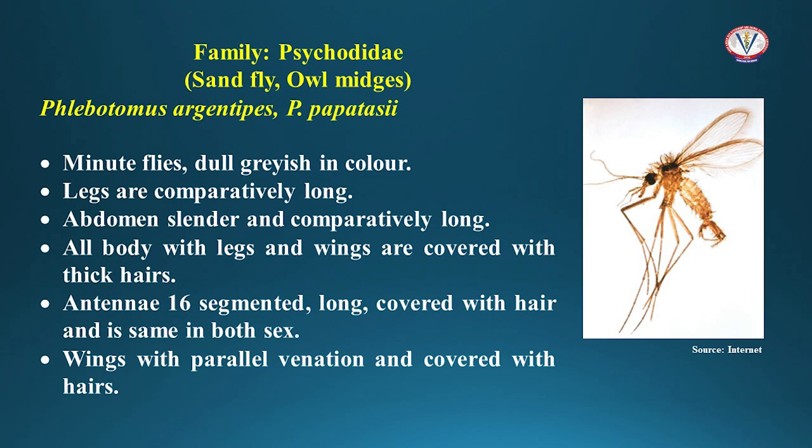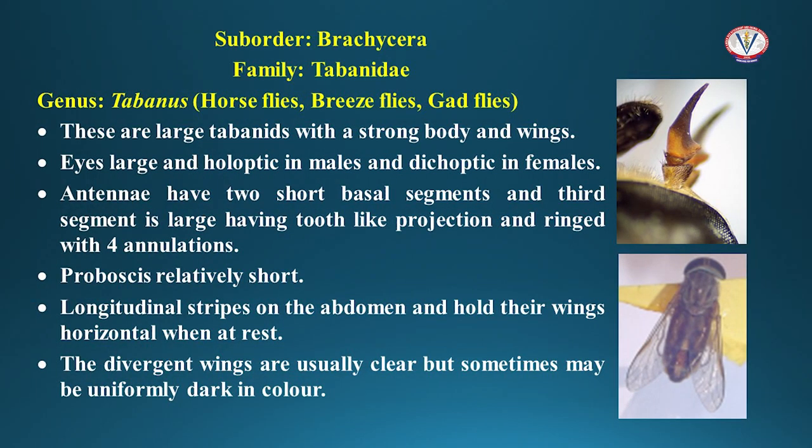Suborder Brachycera, family Tabanidae, genus Tabanus, the horse flies, breeze flies, also known as the gad flies. These are large tabanids with strong body and wings. Eyes are large and holoptic in males and dicoptic in females.